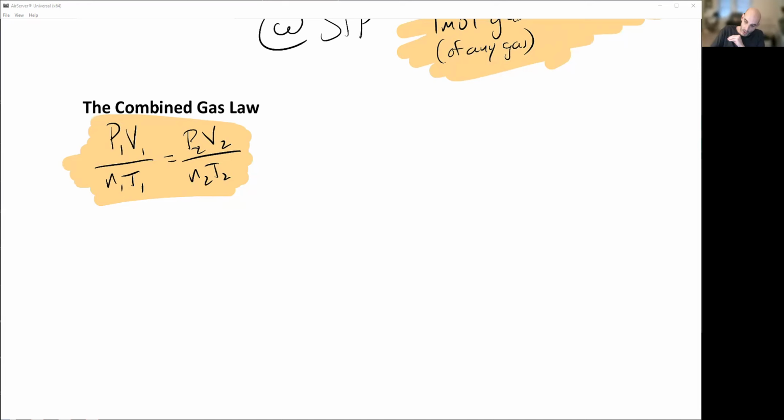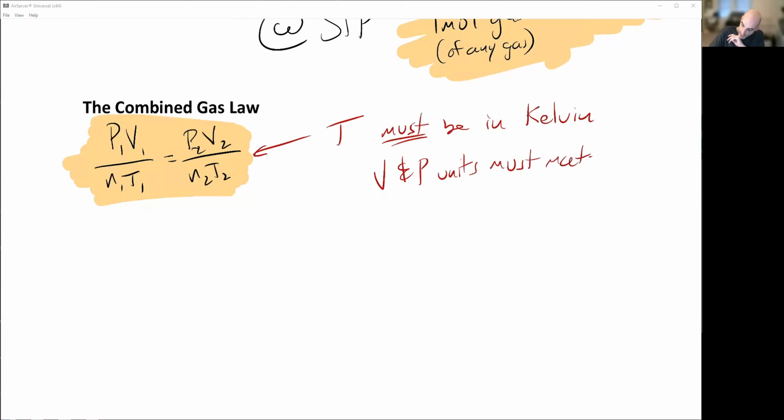just solve for what you need. A couple of important things for this though: temperature must be in Kelvin. So don't screw around with that. Temperature has to be in Kelvin. The volume and the pressure units must match. You can actually use any pressure or volume unit you want as long as you're using the same unit. Those will not matter because if you're using the same unit, generally they're going to cancel. So you must use the same unit.